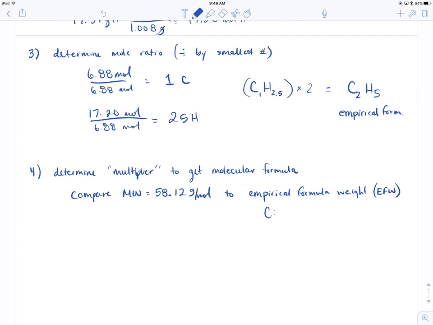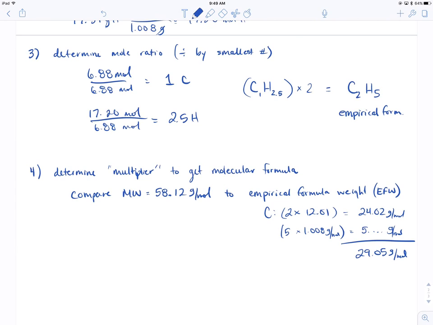We find the number of carbons. I have 2 carbons times 12.01. That is 24.02 grams per mole. And then I have 5 hydrogens times 1.008 grams per mole. And that's a little bit more than 5. If we add this up, we get 29.05 grams per mole.